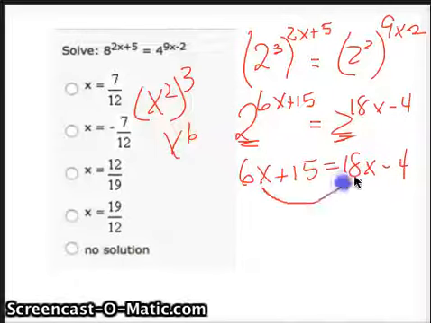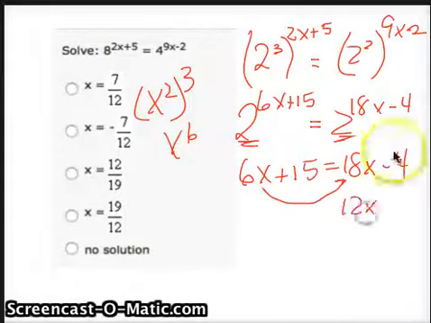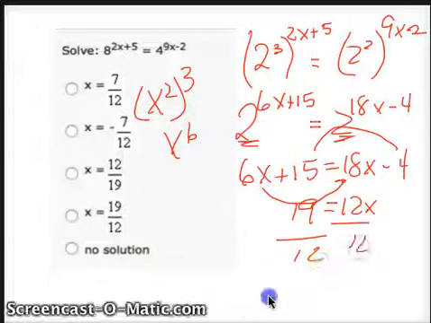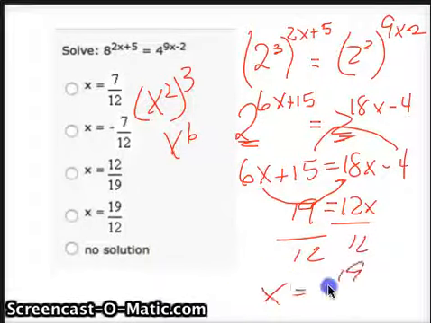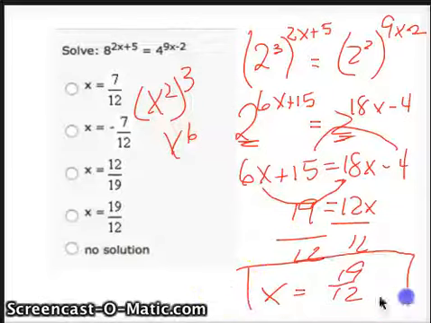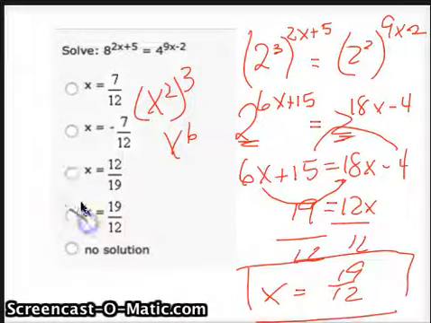All right, we're going to subtract this and say 12x. I'm going to move the 4 over here and say 19. Divide both sides by the 12, and x is equal to 19 over 12. Now you could check that and put that in for x up there at the top, which is fine. Okay, but that is your final answer, and it would be this answer right here.